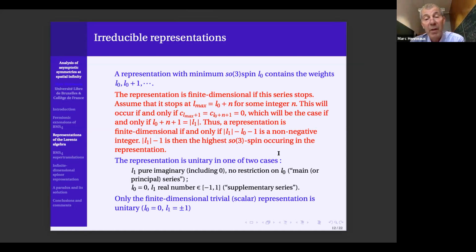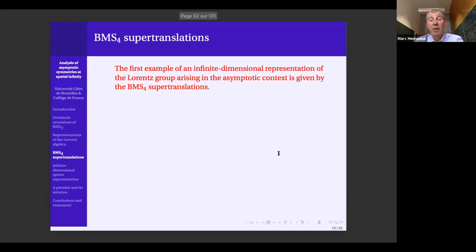Okay, now, why is this relevant to the asymptotic structure at infinity? Well, because supertranslations form a representation of the Lorentz group. And an infinite dimensional one.